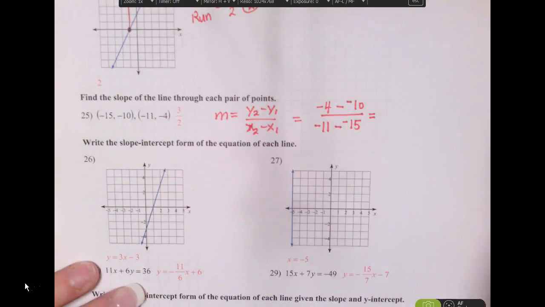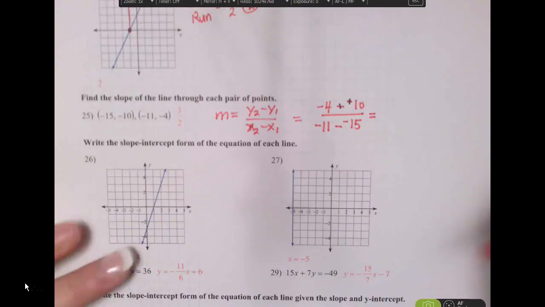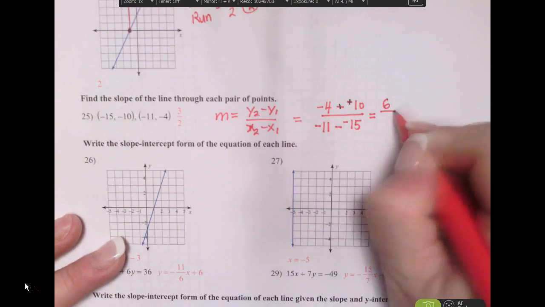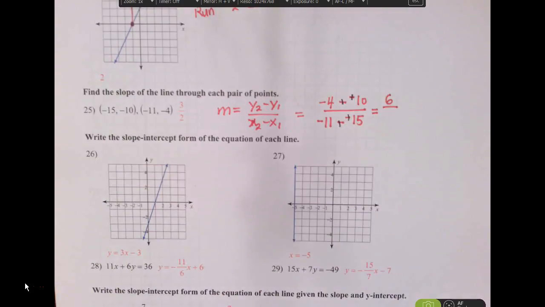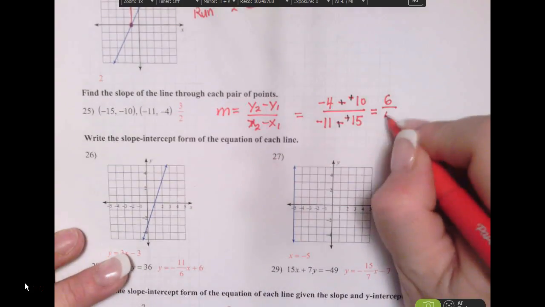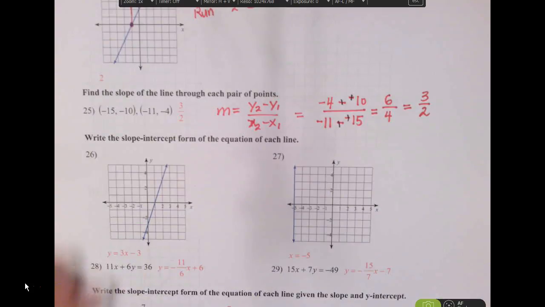So negative 4 minus negative 10, we know that subtracting a negative changes into addition, so that you get 6, and then negative 11 minus negative 15, that's positive 4. And so that's going to reduce like a fraction into 3 halves.